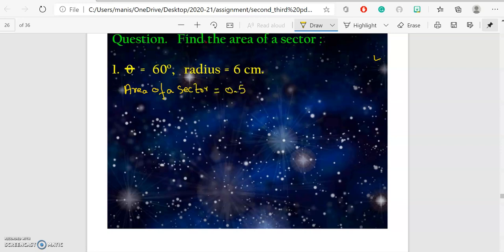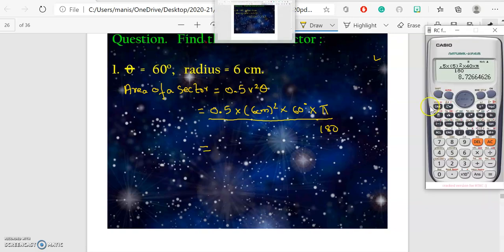0.5 r square theta. So we will substitute the given values over here. The value of r is what? R is your 6 centimeter square, times theta is what? 60 degrees. Now since this is in degrees, I will multiply by pi over 180. Just for the ease of our calculator, we will write it like this, and let's type this in the calculator.